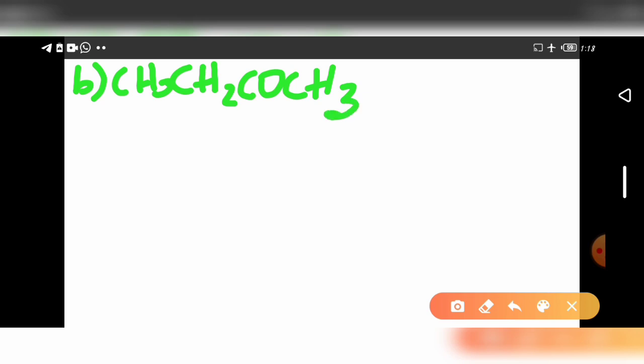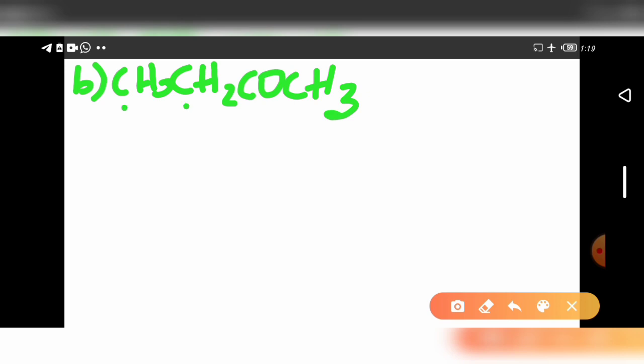B question. CH3 CH2 CO CH3. In your book they have given the second carbon wrong. That is CH3 CH2 only, not CH3. Okay, you have to first identify how many carbons are there.